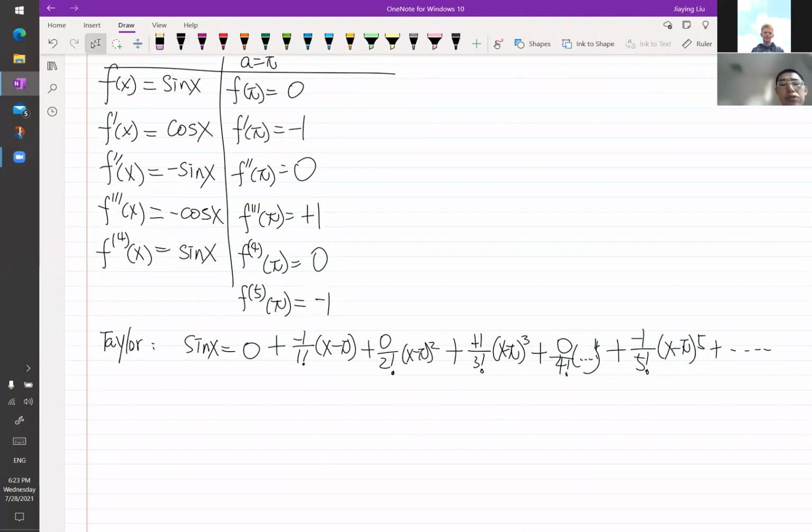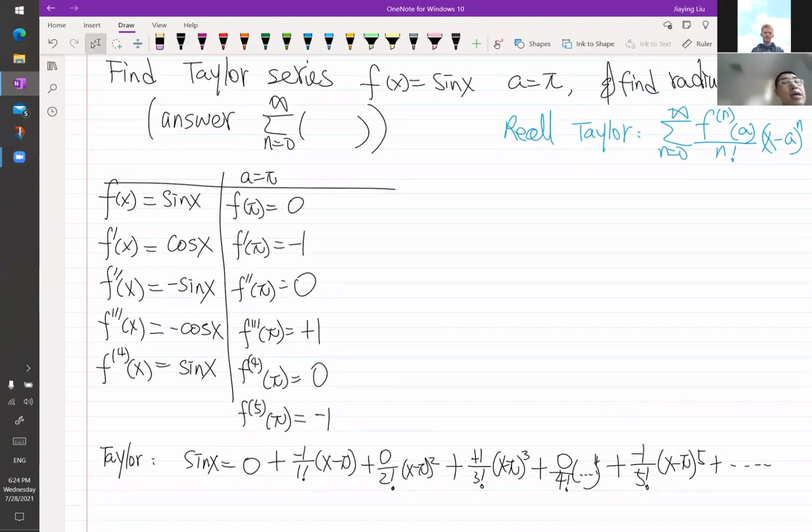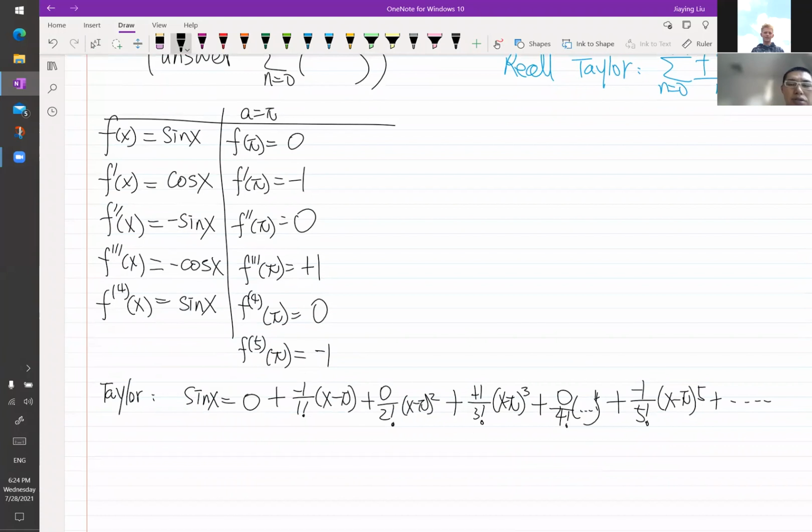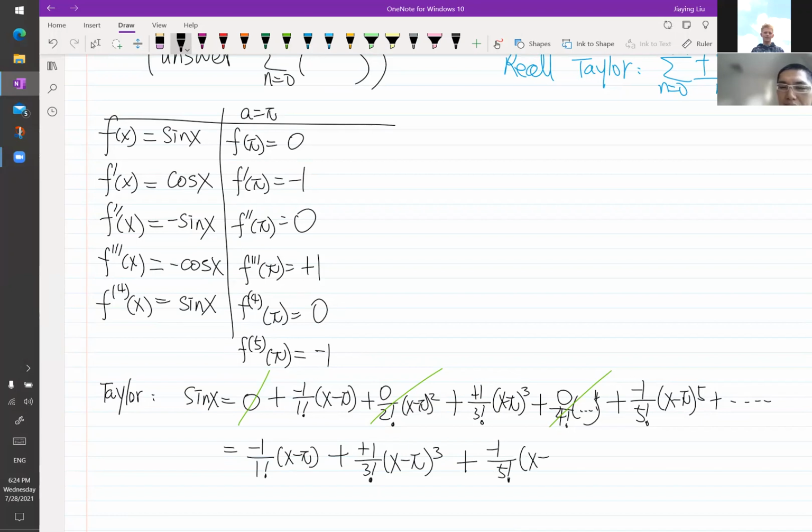Right? When we eventually want to write using sigma notation from n equals 0 to infinity, we don't want all the 0 terms. So all the 0 terms, we can just drop them, just forget about them. So I'm going to write down what I have that's not 0. So I get -1 over 1 factorial (x minus pi) to the 1st power, plus 1 over 3 factorial (x minus pi) cubed, and then -1. I'm going to keep it as a +(-1) over 5 factorial (x minus pi) to the 5th, and it continues.